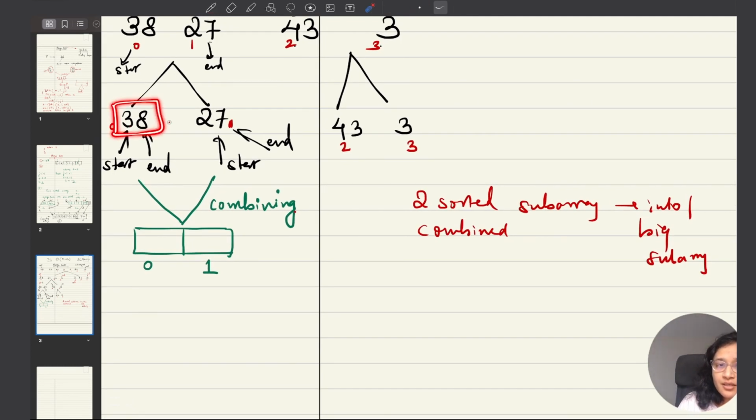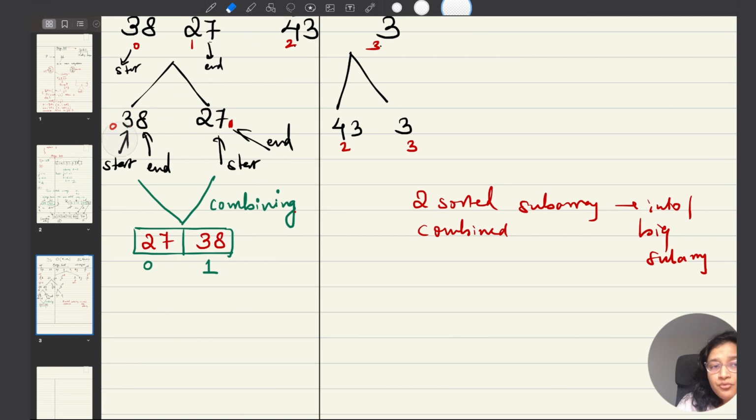We have this sorted subarray. Our job is to combine them together into one sorted subarray. Correct? How would you do that? Now tell me, when you have two sorted subarrays, 38 and 27, if I have to combine them together, the answer would be 27 and 38. Yes, so tell me, what have you done?